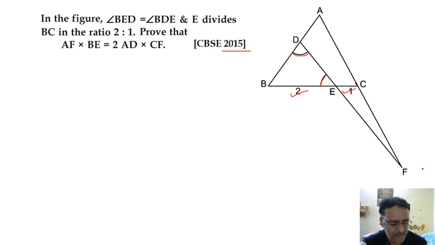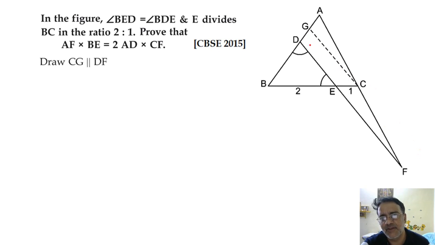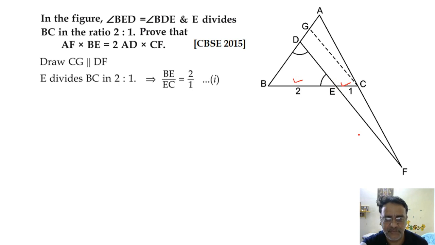This one. So इसको कैसे प्रूव करेंगे देखो. First of all, we will draw one parallel line CG parallel to DF. Okay, CG parallel to DF. ये दोनों parallel हो गया. Now it is given that E divides BC in 2:1 ratio. That means BE upon EC is 2 by 1. Let it be equation number 1.